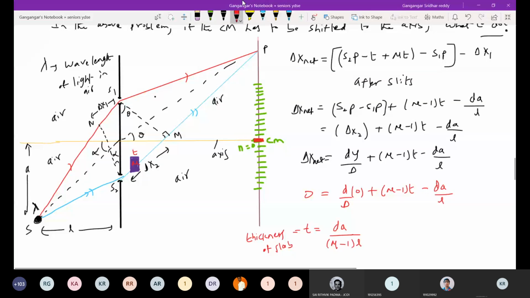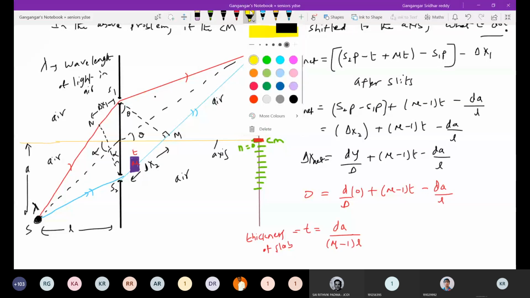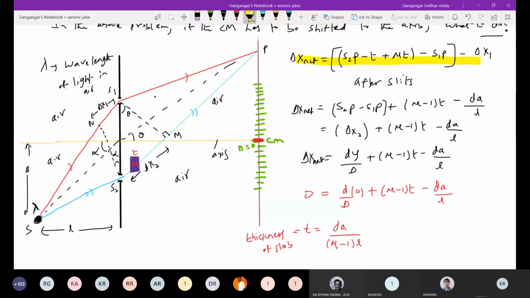Is it okay? So again, the priority: everyone should put effort into writing such equations, because the rest of the mathematics we can manage. This is before the slits. Shall I put it in a simple way? If you want to shift the pattern down, put the slab at the lower slit. If you want to shift the pattern up, put the slab at the upper slit. That's all. So this should be the thickness of the slab.